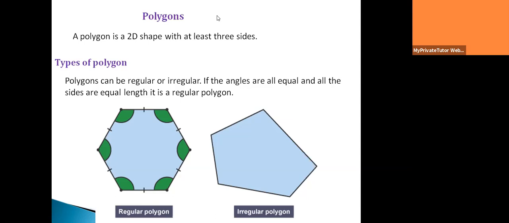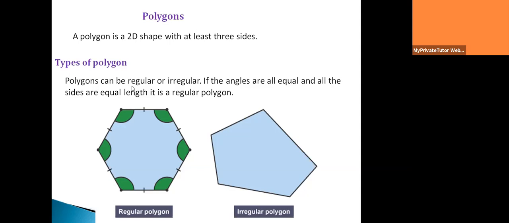Irregular polygons are those where you can't see the same length for all the sides. You can see the basic diagram there. In the regular one, all the sides are equal, or else we can say all the angles are equal. That is a regular polygon. An irregular polygon still has the same number of sides, but the lengths of the sides differ, or else we can say the angles also differ.